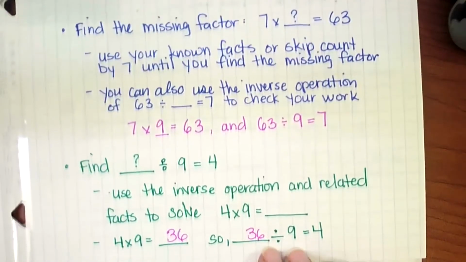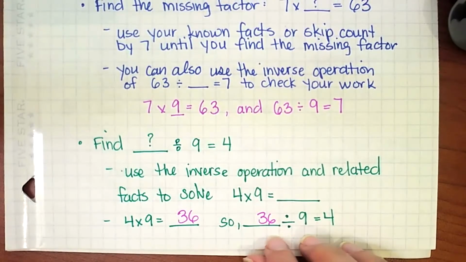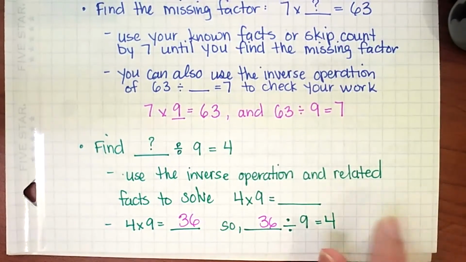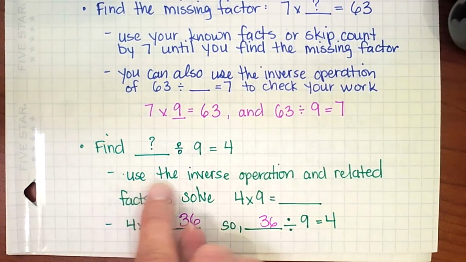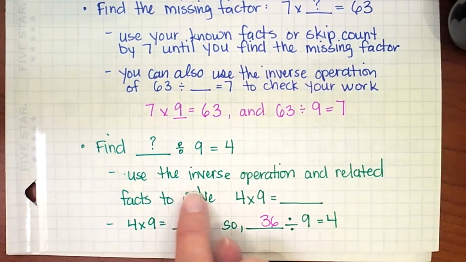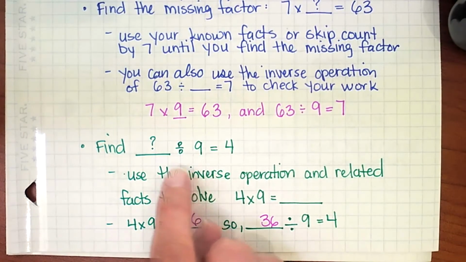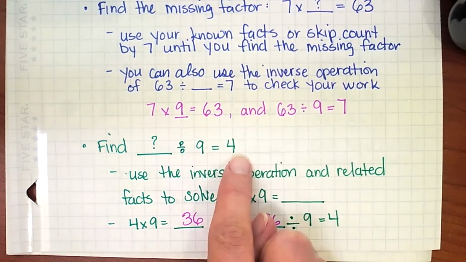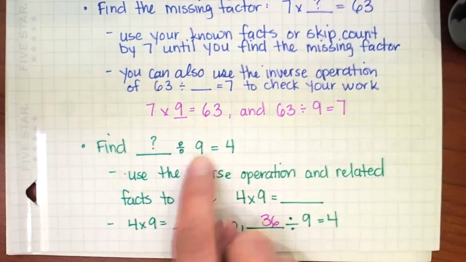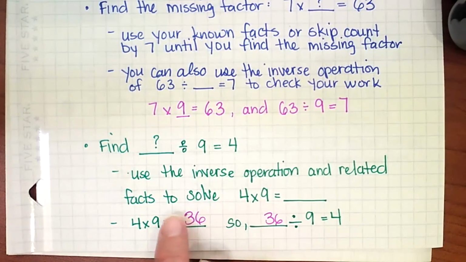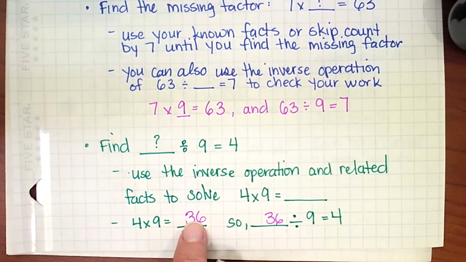And a third example to find either a missing part or to find an equivalence. For this one, we're finding a missing number. A number divided by 9 is equal to 4. So you can use the inverse operation and related facts to solve. So instead of thinking a number divided by 9 equals 4, I can think 4 times 9 is equal to what number? Now I know that 4 times 9 is equal to 36.